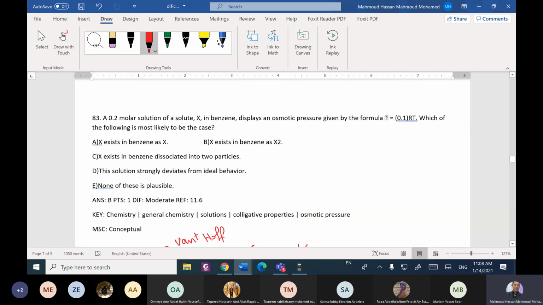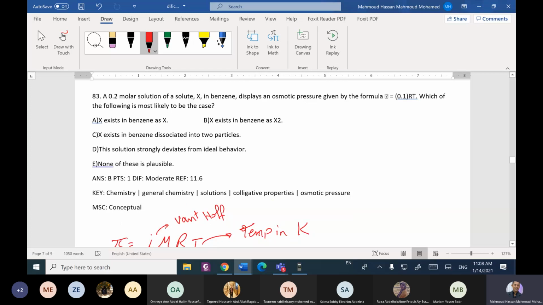Okay, firstly, a 0.1 molar solution of the solute X in benzene displays an osmotic pressure given by the formula pi equals 0.1 RT. Which one of the following is most likely to be the case? X exists in benzene as X2, X exists in benzene dissociated into two particles, or the solution strongly deviates from ideal behavior.